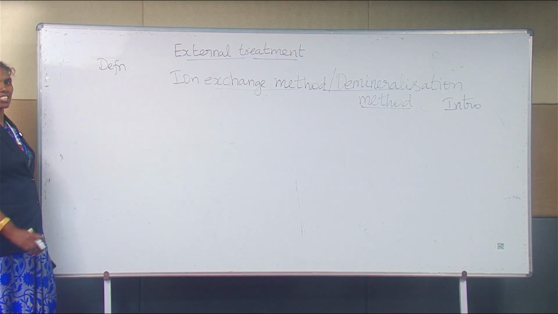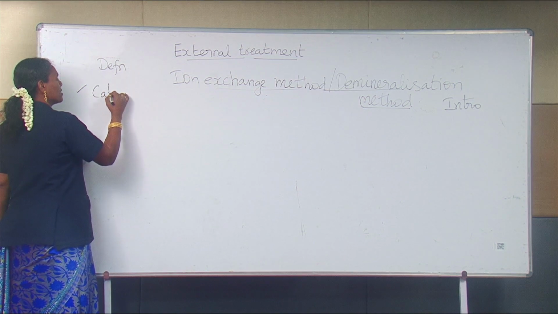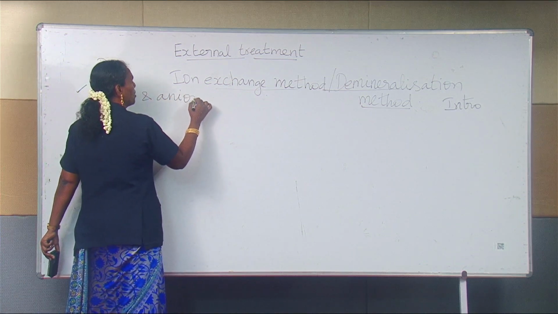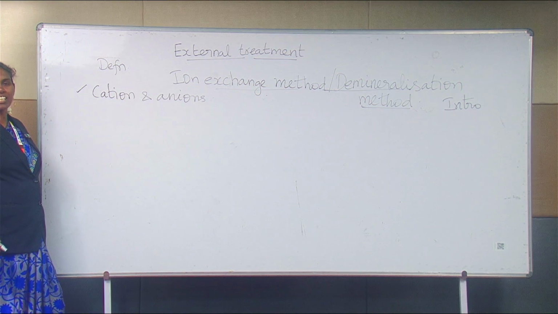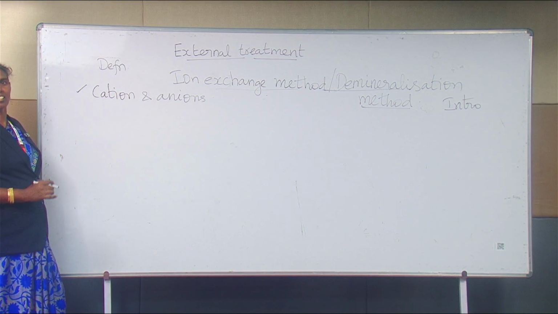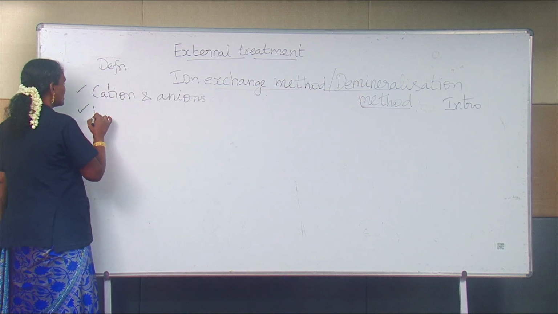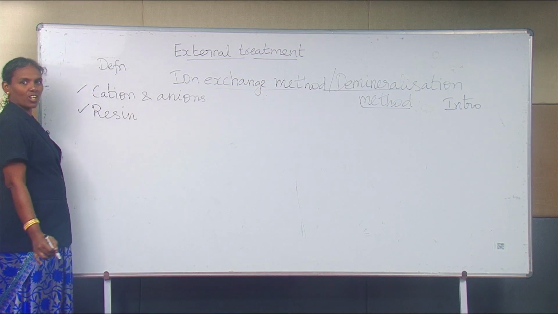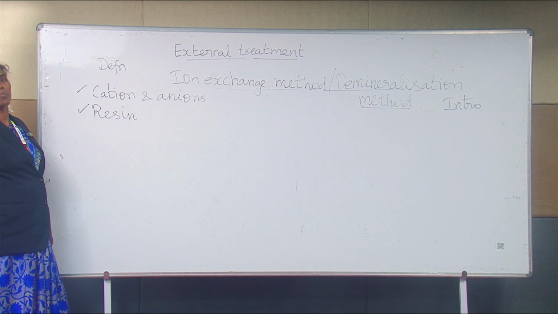So in the introduction, first write that all ions, the cations and anions, are removed. Both cations and anions are removed by using a cation exchange resin bed and an anion exchange resin bed. This is your introduction. Next, we have to write about resin. What is resin? Resins are cross-linked, insoluble organic polymers.